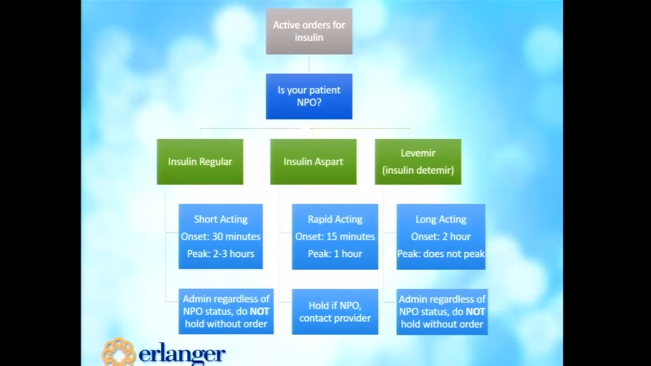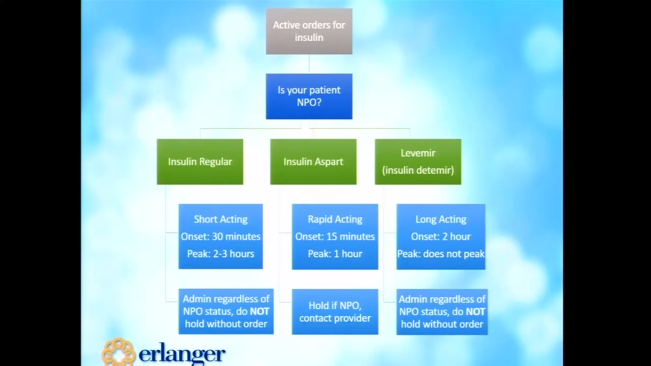If they are NPO and it's just sliding scale and their blood sugar is above 180, then I would go ahead and give them the sliding scale and not the scheduled mealtime dose. So it's really ideal for when they're actually eating a meal. And the same is sort of true with the insulin regular. I see insulin regular as a better use for patients that are on tube feeds or TPN, because you're getting a constant influx of calories rather than just short bursts.